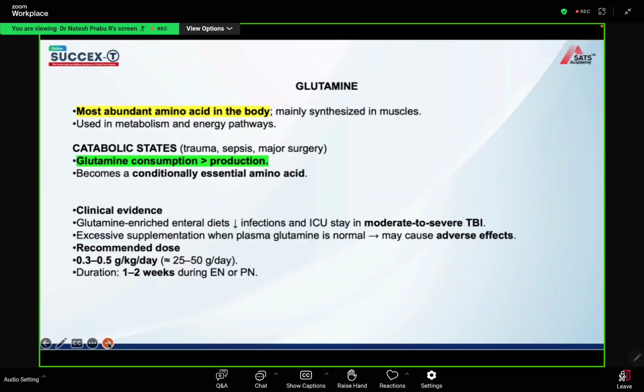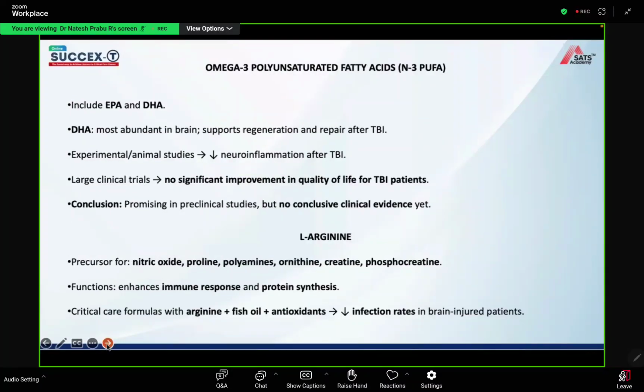So glutamine is the most abundant amino acid, which is mainly synthesized in the muscle. In catabolic state, there's more demand. In moderate to severe TBI, supplementation of glutamine is probably recommended at a dosage of 0.3 to 0.5 gram per kg per day, that is for 1 to 2 weeks during enteral or parenteral nutrition. So fatty acids are also supplemented, but with no conclusive evidence.